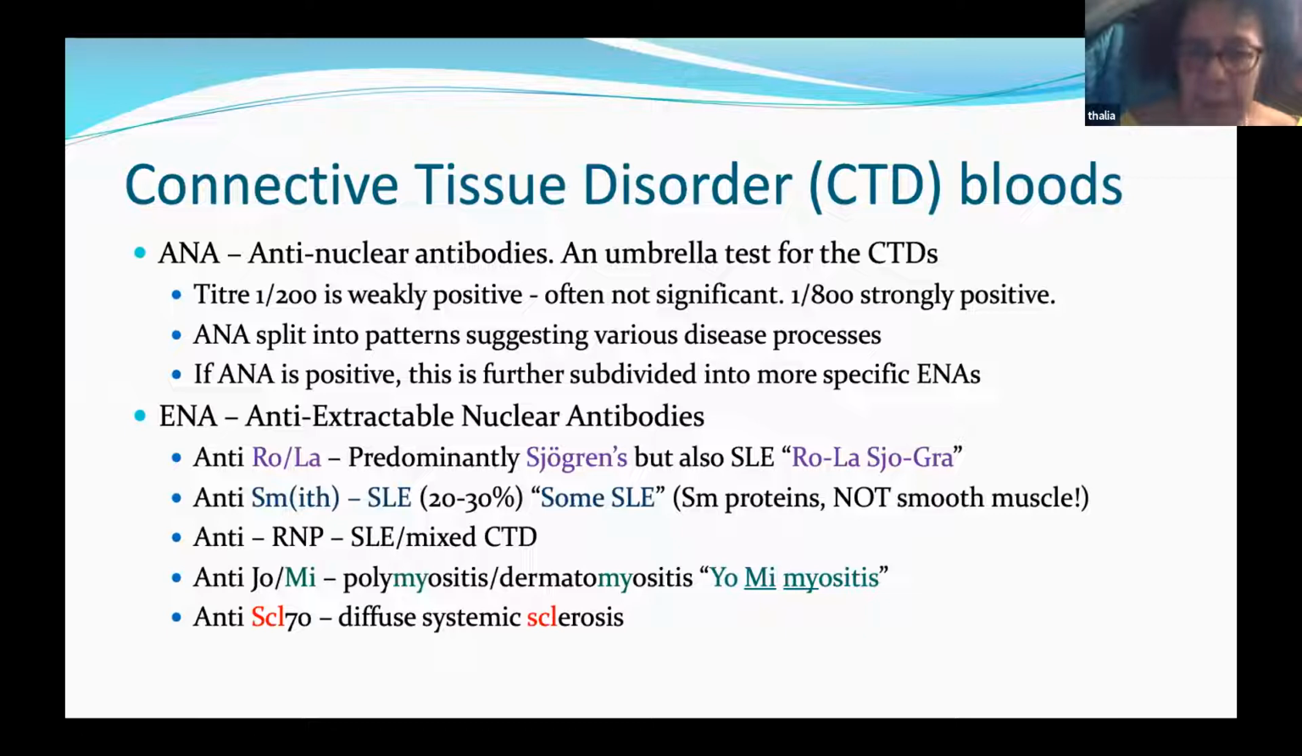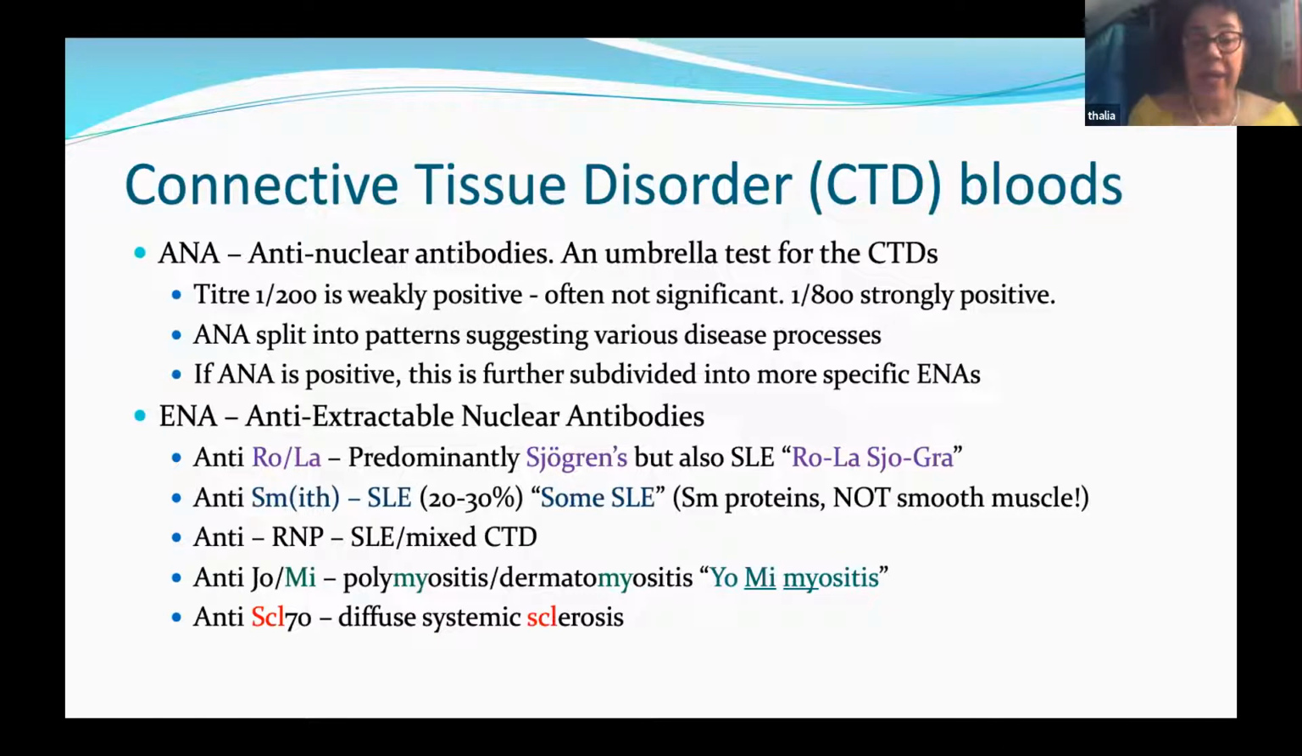Low titers of antinuclear antibodies are most of the time of no clinical significance. If the titers are higher, if they are strongly positive, they do indicate some significance. When we identify patients with positive ANA, it's very important to see the pattern of these antibodies because they may again indicate disease.